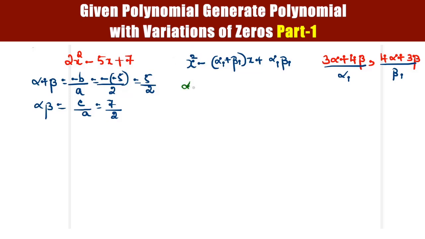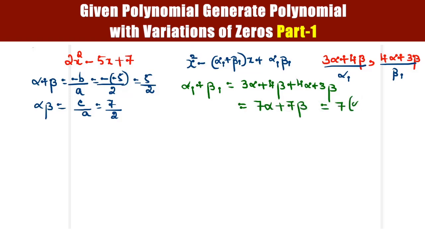So now let us calculate what is alpha 1 and beta 1 in this polynomial. So alpha 1 plus beta 1 is going to be equal to 3 alpha plus 4 beta plus 4 alpha plus 3 beta. So essentially I'm adding the like terms. So 3 plus 4 is 7 alpha plus 7 beta, which is 7 into alpha plus beta. Alpha plus beta you have already calculated, which is 5 by 2. So 7 into 5 by 2 is 35 by 2.